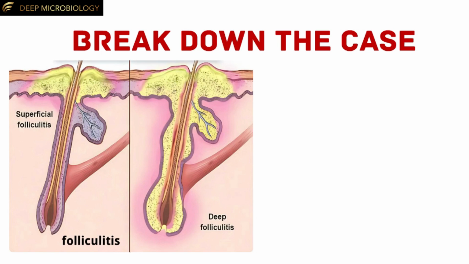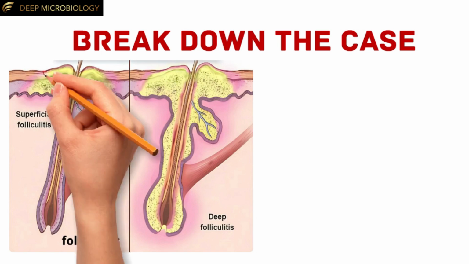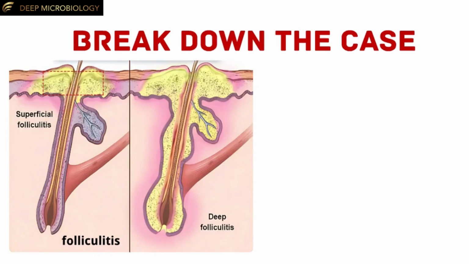As you can see here in this image, a superficial folliculitis involves the upper part of the hair follicle, characterized by inflammation and pus just beneath the epidermis. And deep folliculitis affects the deeper portions of the hair follicle, leads to more extensive inflammation, often involving surrounding tissues, and can result in painful nodules, abscesses, or scarring if untreated.